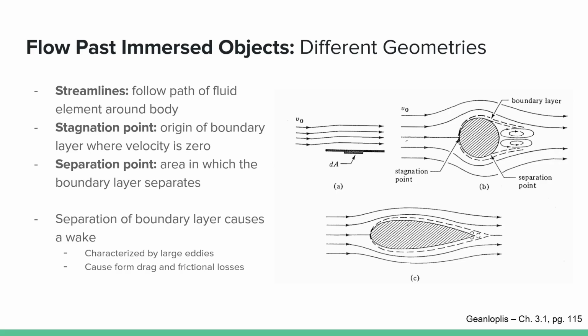These are described here. One of those is streamlines, which describe the fluid velocity or fluid path around the body. These can be seen here on the figure on the right as these arrows pointing to the right. There's also the stagnation point, which is the origin of the boundary layer, where the fluid first meets the object and where the velocity is 0. And then there's a separation point, which is the area where the boundary layer separates. That's what causes a wake, which is characterized by large eddies and can cause form drag, as mentioned before.